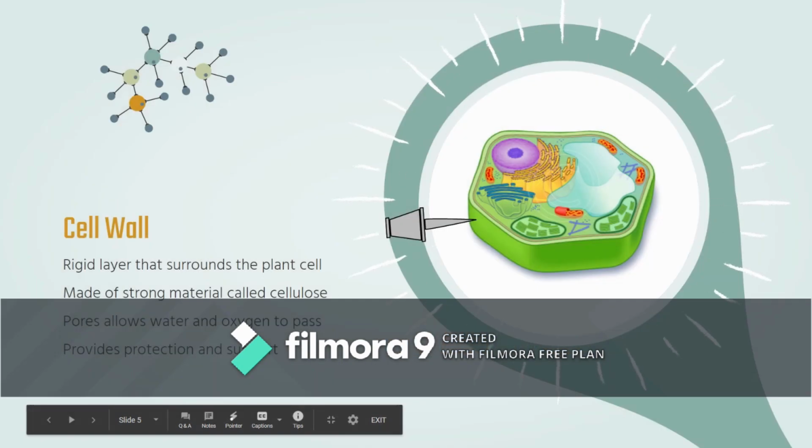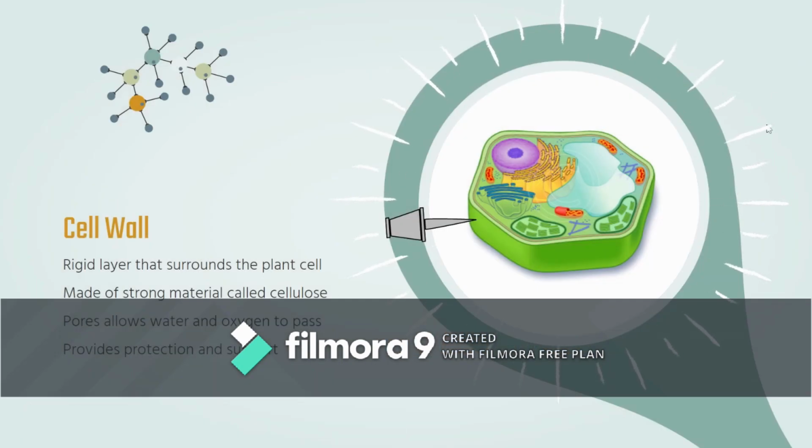Cell wall. It is a rigid layer that surrounds a plant cell, as shown in the visual over here. It is made of a strong material called cellulose. There are pores in the cell wall that allow water and oxygen to pass through. The cell wall also provides protection and support to the cell.